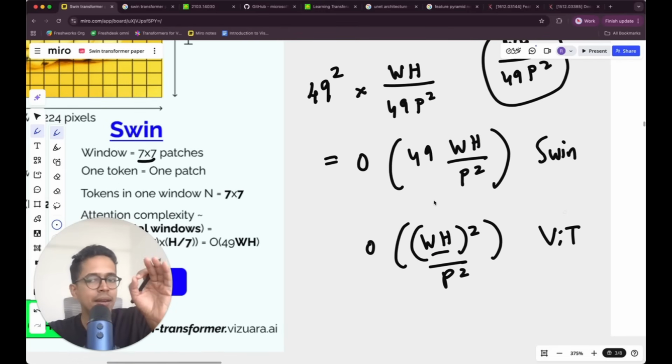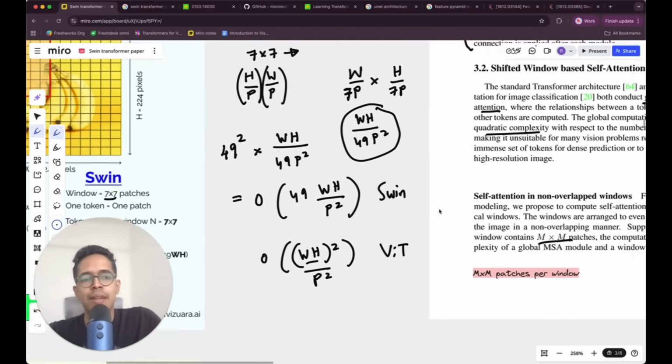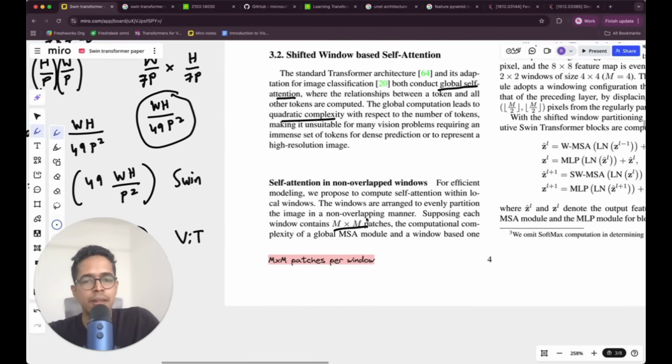And why is it linear? Because I am looking at attention only inside one window. The total number of windows will be linearly proportional to the total number of pixels, but the size of each window is constant. Each window is like a 7 by 7 patch. Each patch is 16 by 16. So this is why Swin Transformer is called linear. So that is what we are discussing here.